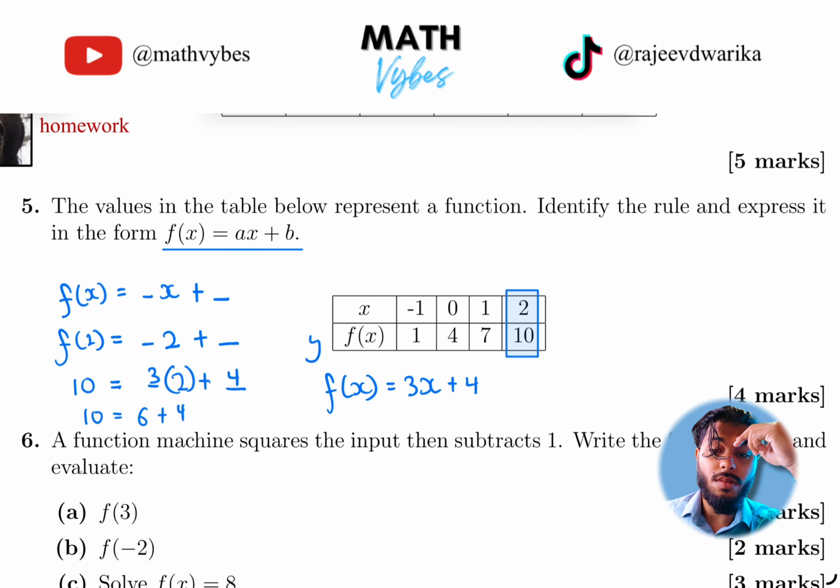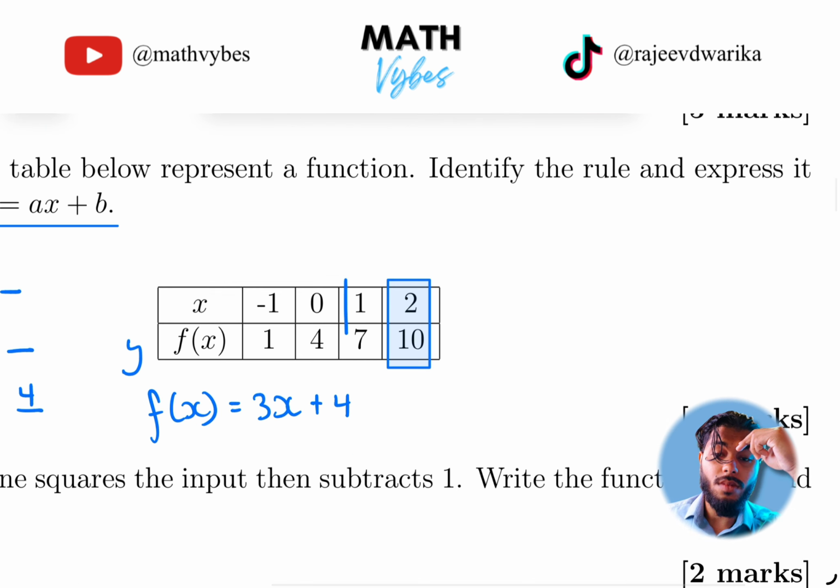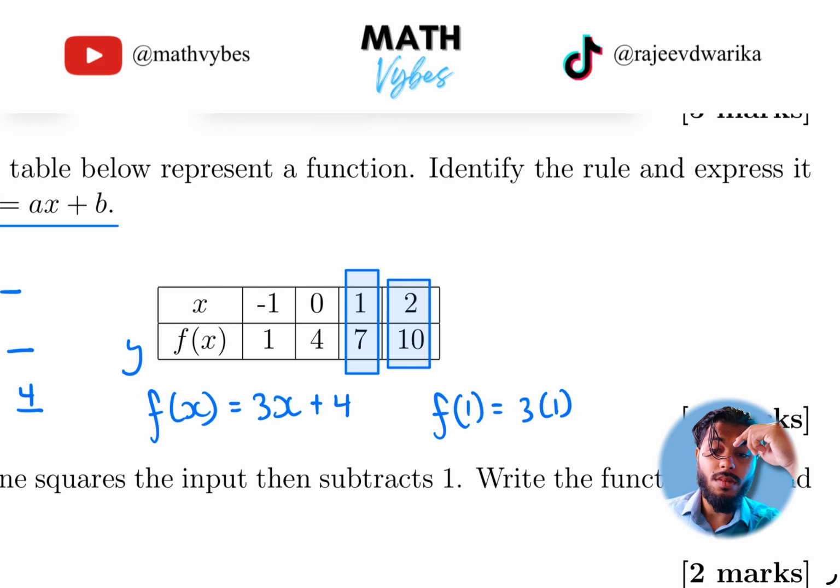Now, if this is correct, it should hold for all the other sets of ordered pairs. So let's pick a random one. What about 1, 7? So when x is 1, what am I supposed to get? Well, I'm supposed to get 7. Let's see if that's true. So I'm going to put 1 into that. And that's going to be 3 by 1. So anywhere that you see x, you have to replace it with 1. Because that's what you're putting into the function.